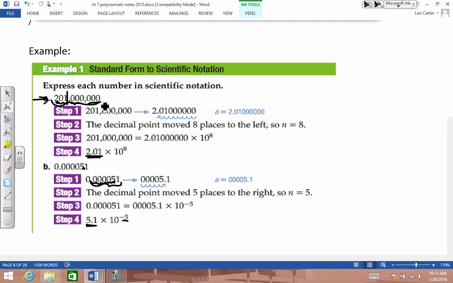Okay. Once you move it over, this is always between 1 and 9. Right here. This is between 1 and 9. This tells you what type of a number. If it's negative, it's small. If it's positive, it's large.